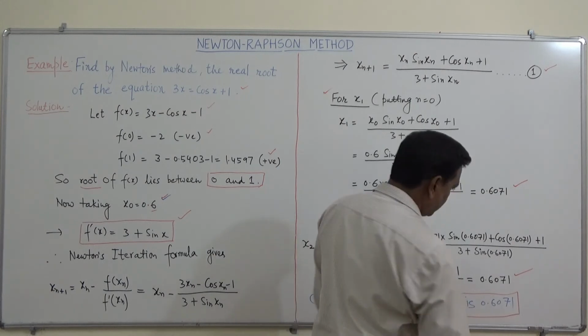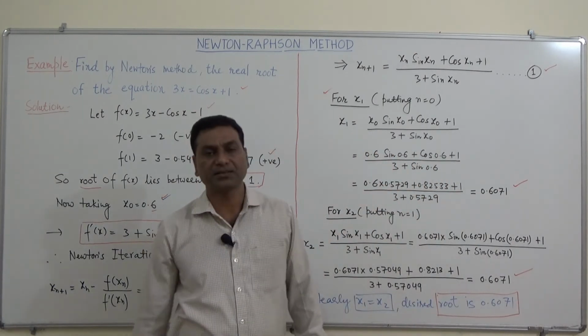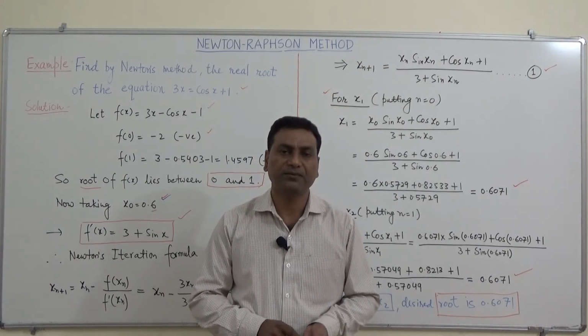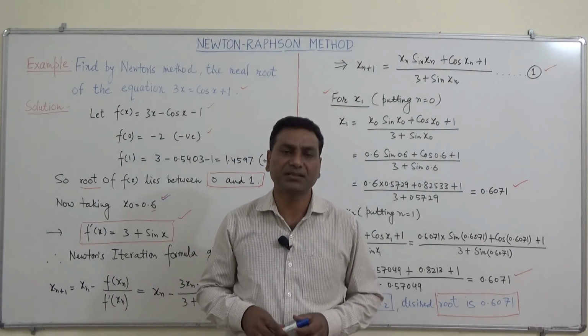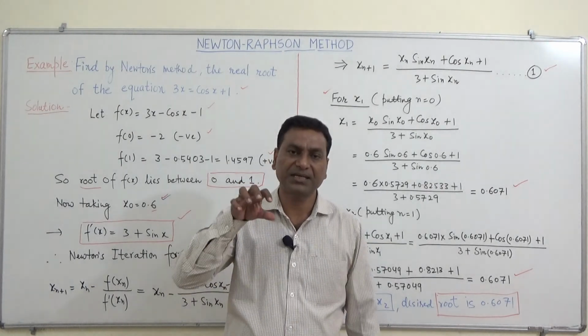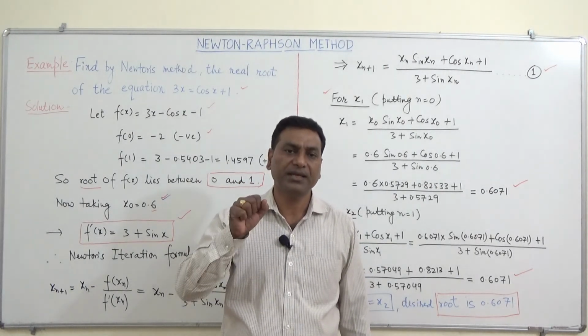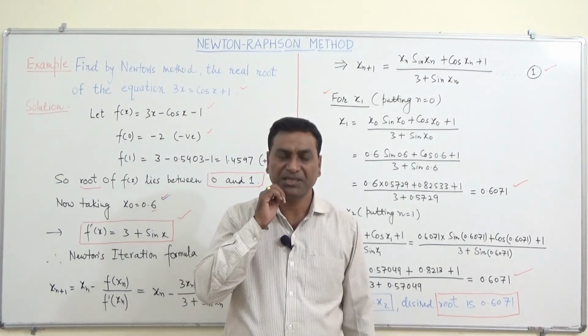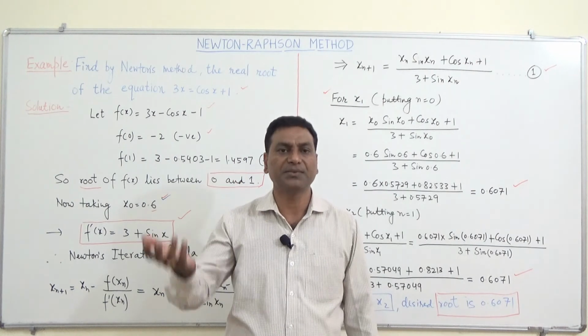using the Newton-Raphson method. We can see in this example that when we use the Newton-Raphson method, it is converging, or we are getting the final root, very fast. This is the main difference between the Newton-Raphson method and other methods.